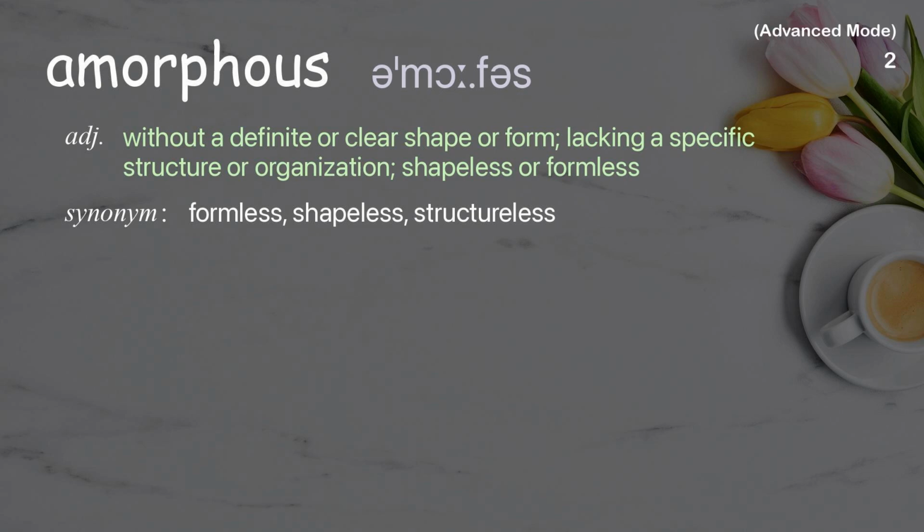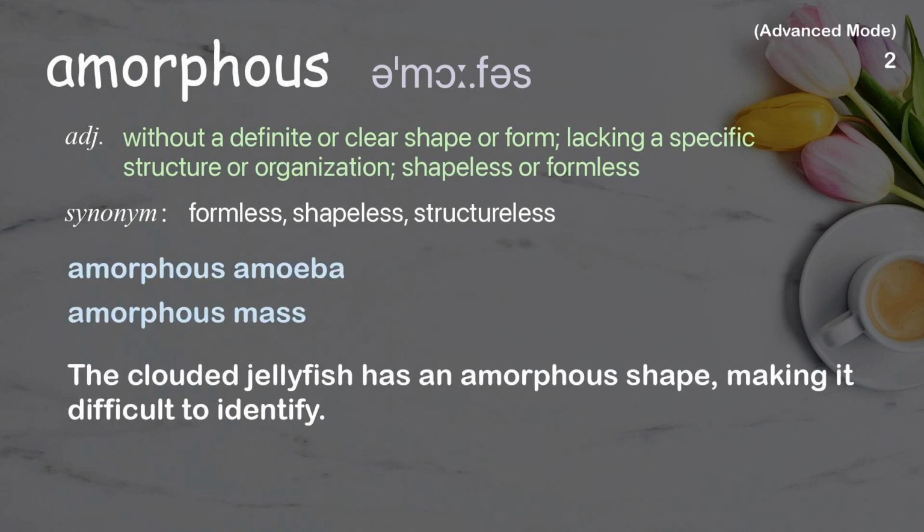Amorphous. Without a definite or clear shape or form, lacking a specific structure or organization, shapeless or formless. Examples: amorphous amoeba, amorphous mass. The clouded jellyfish has an amorphous shape, making it difficult to identify.